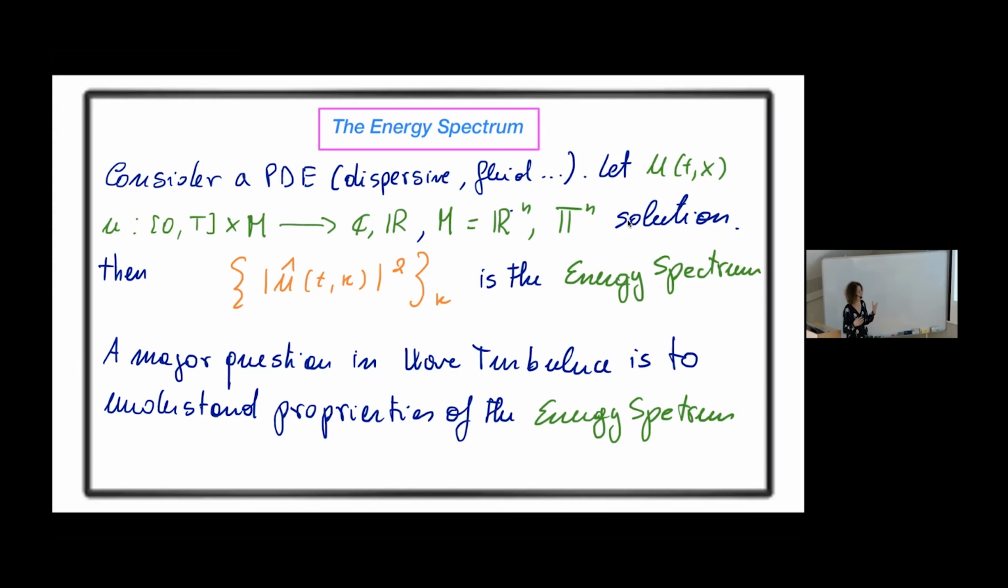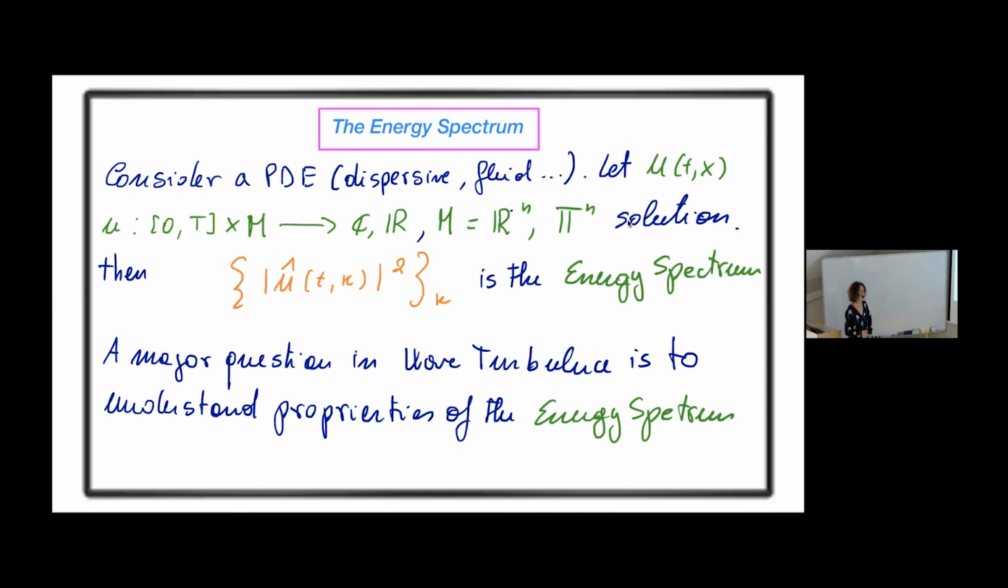So throughout the talk you will see that the two domains really have different properties. And what we're looking at is what we call the energy spectrum. You can see why I picked R^n and T^n, because I'm looking at the Fourier coefficients. In this context, that's what the energy spectrum is: the magnitude squared of the Fourier coefficients. Of course, k here is a natural number in the periodic case, and it's in the continuum in the R^n case, the whole domain. So a major question in wave turbulence is understanding the properties of the energy spectrum.